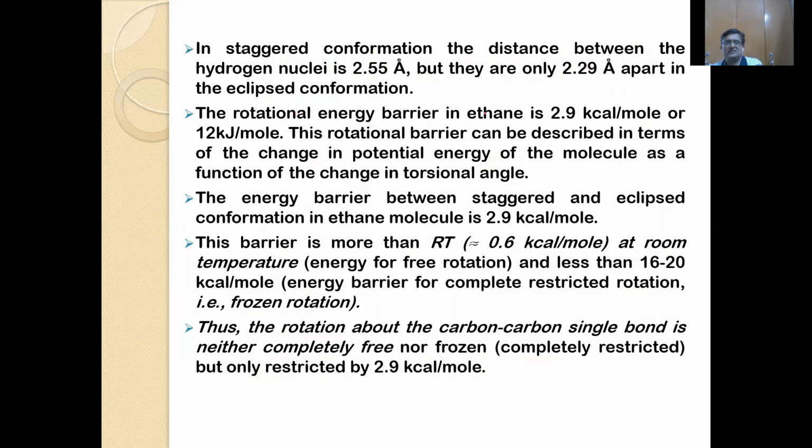The rotational energy barrier in ethane is 2.9 kilocalories per mole. You can convert this to kilojoules by multiplying by 4.2, so it is about 12 kilojoules per mole. This rotational barrier can be described in terms of the change in potential energy of the molecule. The energy barrier between staggered and eclipsed conformation in the ethane molecule is about 2.9 kilocalories per mole.